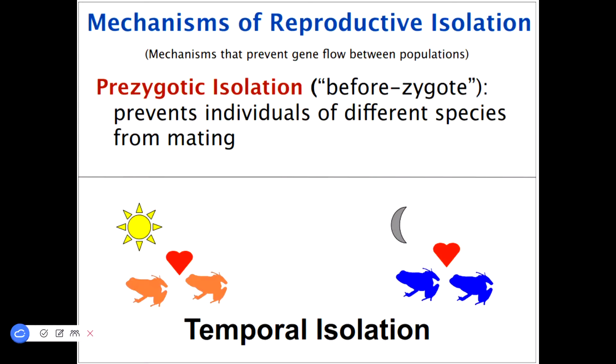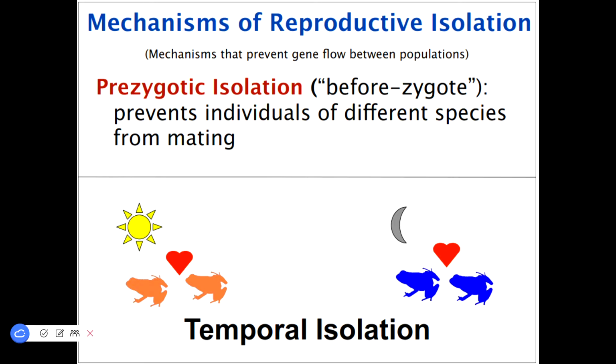So there's two different types of reproductive isolation. There's pre-zygotic and post-zygotic. What is a zygote? It's a fertilized egg. So if we're pre-zygotic, it's before the zygote. It's before fertilization of the egg occurs. So our mechanisms of reproductive isolation are preventing gene flow between populations that have come back together.